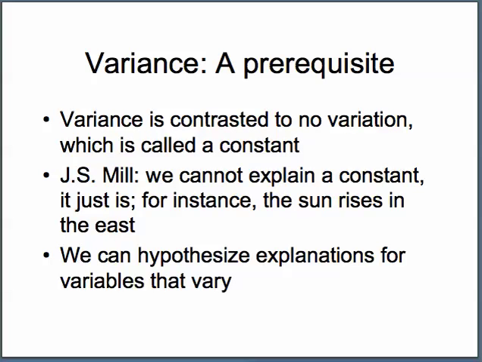Variance is a key component of what social scientists seek as they analyze puzzling phenomena. It is basically a prerequisite for quantitative analysis. We contrast variance to a concept called the constant. One cannot explain a constant, famously expounded the philosopher John Stuart Mill. The sun rises in the east. It just is. Variable phenomena, in contrast, can have their variance explained due to various plausible hypothesized factors.